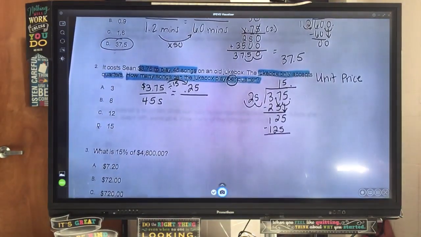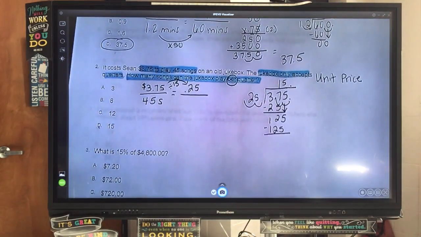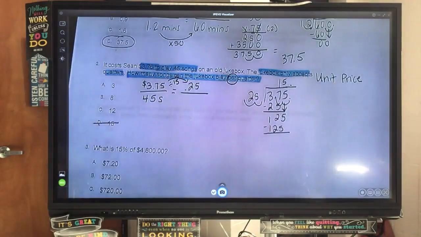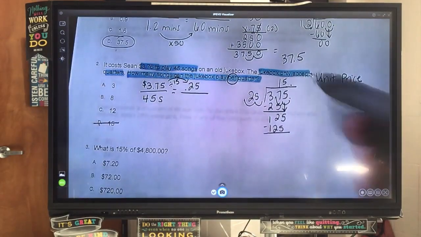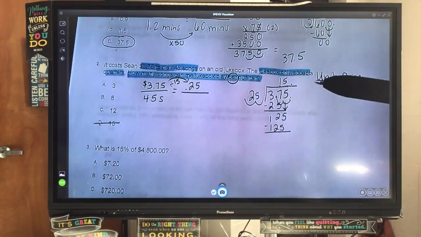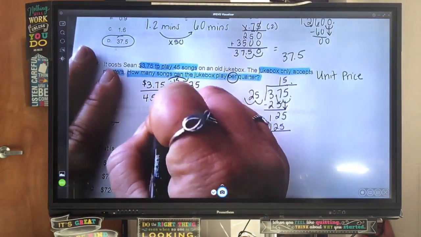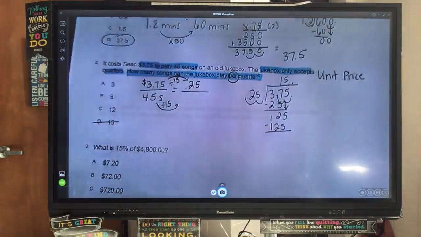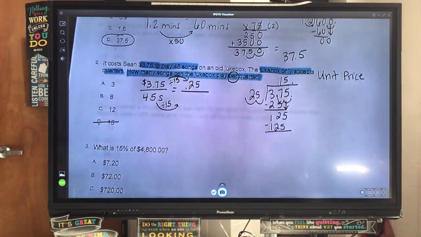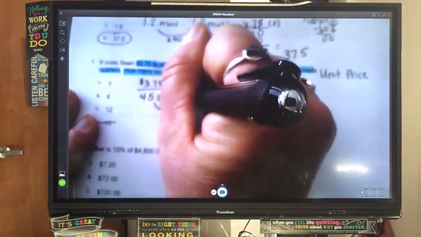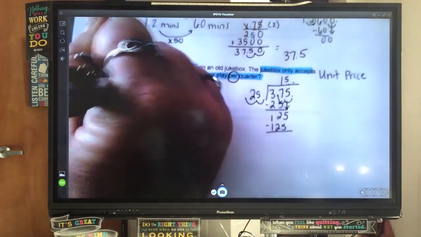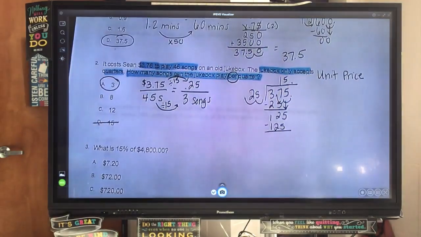15 is not our answer, but what do you see up there that would make you think 15 is our answer? 15 is an answer choice. All right, we did this work here to figure out what we're dividing by. So that's important. So if I divide by 15 on the top, I have to do 45 divided by 15 on the bottom, which gives me what, Troy? 3. So it's 3 songs per quarter. So that is my answer.